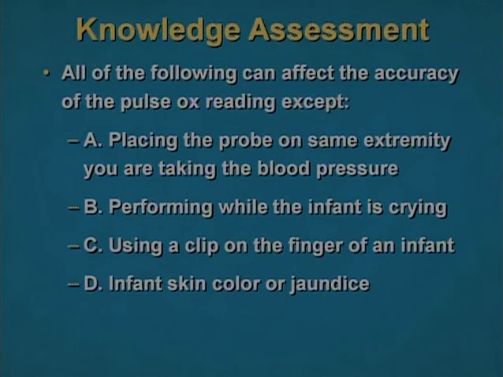And then all of the following can affect the accuracy of the pulse ox reading except A, placing the probe on the same extremity you are taking the blood pressure. B, performing while the infant is crying. C, using a clip on the finger of an infant, or D, infant skin color or jaundice. So the answer to this would be D, infant skin color or jaundice. That would be the only thing that would not affect the accuracy of the pulse ox reading.